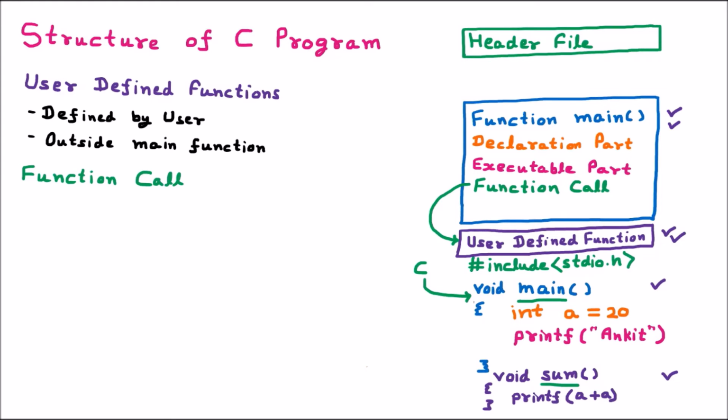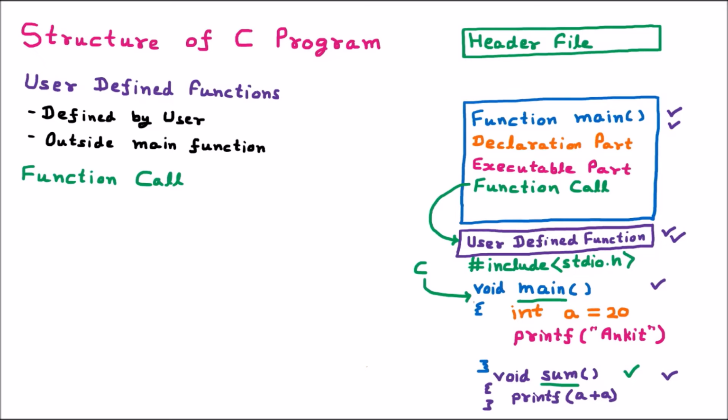We know that the main function is called automatically. Main function is the system defined function. It is called by the compiler. But if I am defining my own function, let's say my name is Ankit, so I am making the function Ankit, or maybe I am making a function which is sum. So somebody should be there to call that function. This is called the function call.